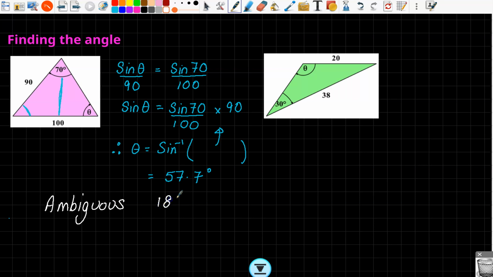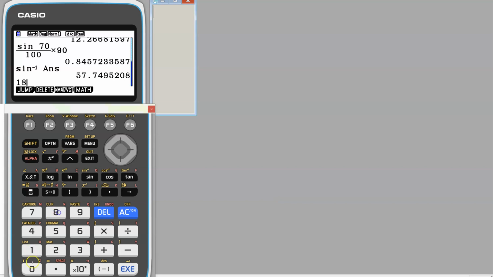We have to go 180, take 57.7. Don't judge me because I'm using my calculator. 122.3.